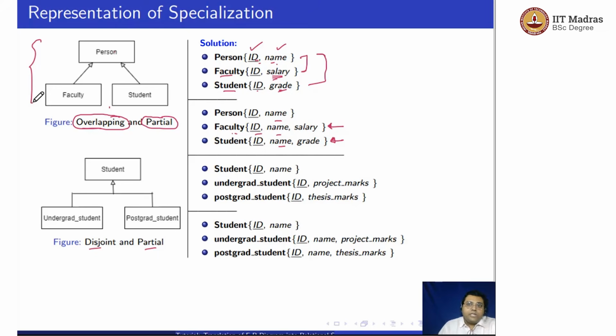And as there can also be entities which are of person type, whenever we need some information about a person type entity, we have to search on the person table. That's all. Now the second scenario.